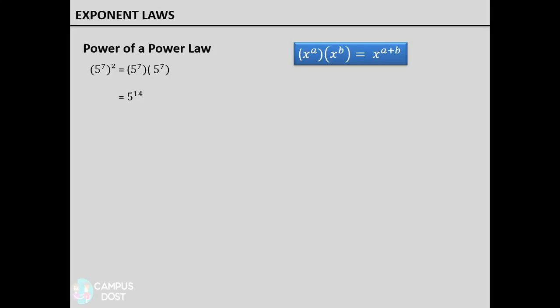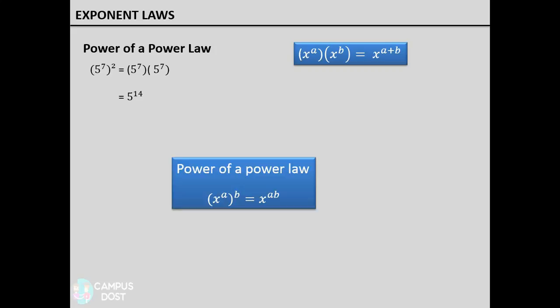To generalize this result, we can say that x to the power a, to the whole power b, will be equal to x to the power ab. In other words, if a power is raised to another power, we can keep the base the same and multiply the two exponents. The next law is the power of a product law. Now to set up this law, please consider the following example. One way to simplify this expression is to rewrite it as the following products and then rearrange the terms like this.